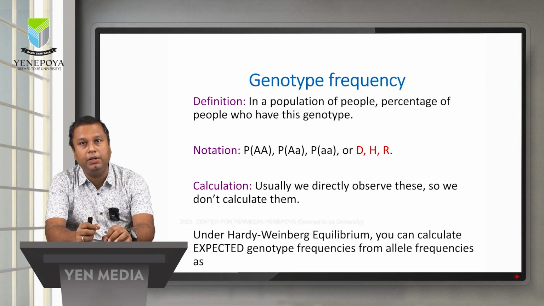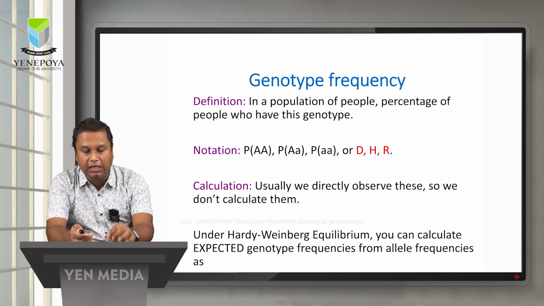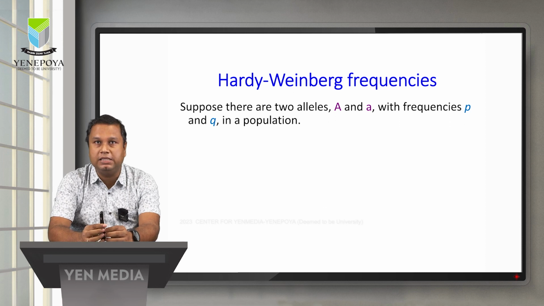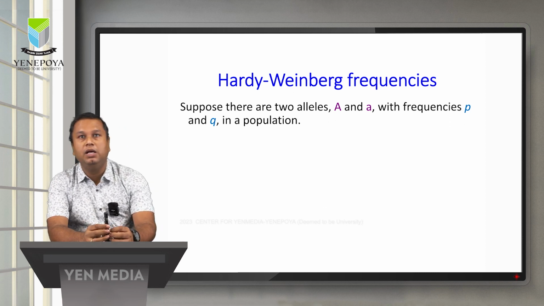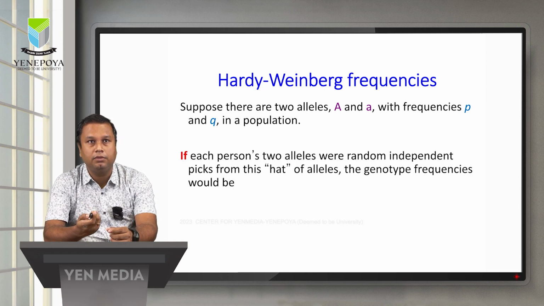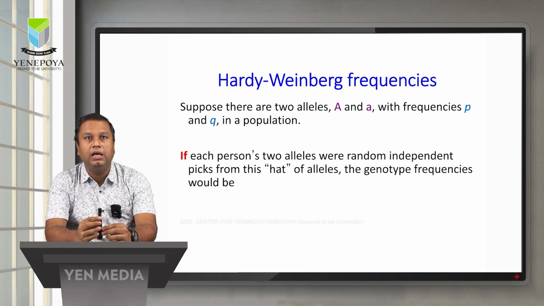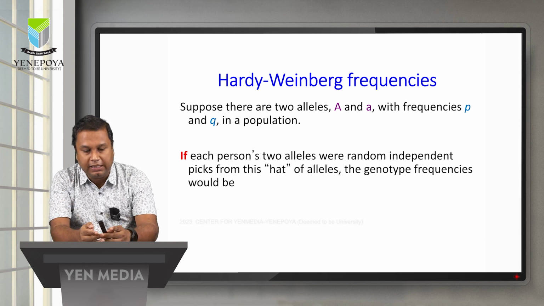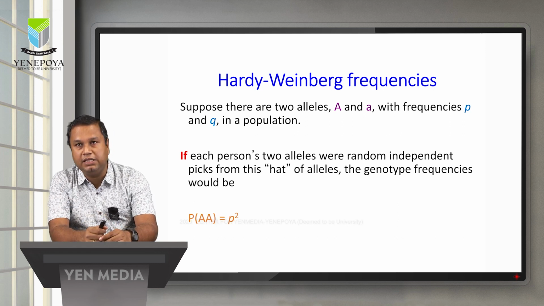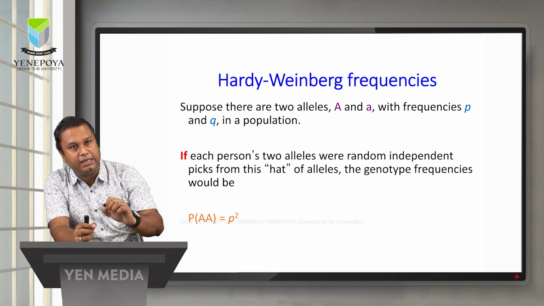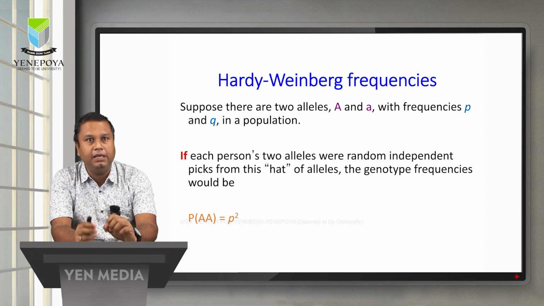Under Hardy-Weinberg equilibrium, you can calculate the expected genotype frequency from the allele frequency. We will talk about Hardy-Weinberg frequencies. Suppose there are only two alleles, capital A and small a, with frequencies of small p and small q in a population. As I mentioned, p plus q has to be 1. Now, if an individual has two alleles with random independent picks, that means suppose you have a hat of alleles and you are closing your eyes and picking something. That's how it is done. In that situation, capital A capital A will be p squared, because the first one that you are picking is p, the second one you are picking is p, so p multiplied by p is p squared.